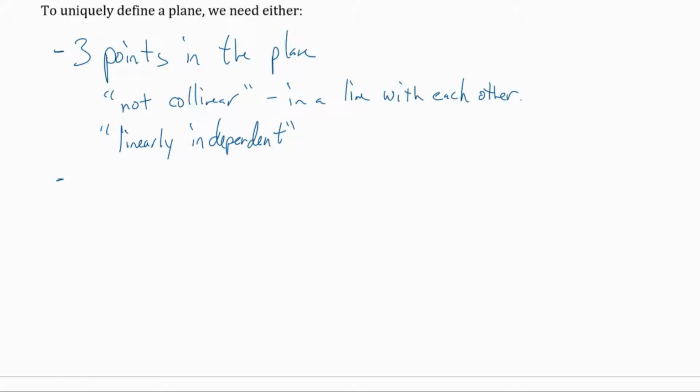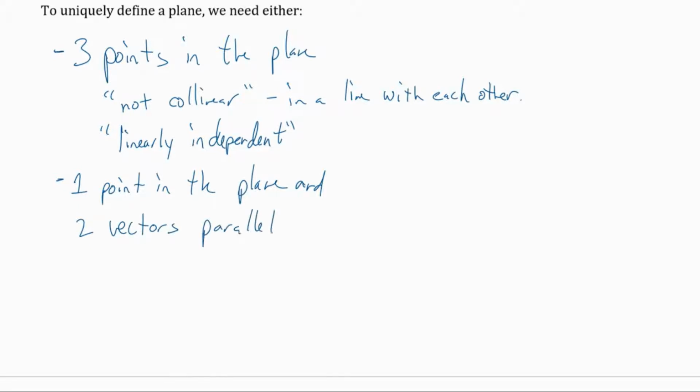Another way that we can define a plane is 1 point that's in the plane, and 2 vectors that are parallel to the plane and not collinear to each other. Because again, if I have 2 vectors that are collinear to each other, then they don't really give me new information. Now, as I said, there are other ways that you could define a plane.